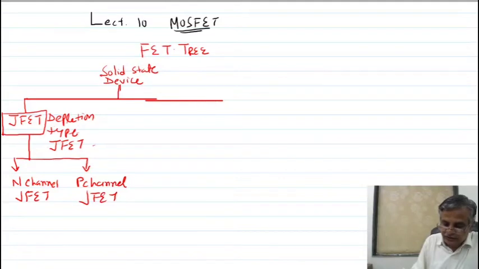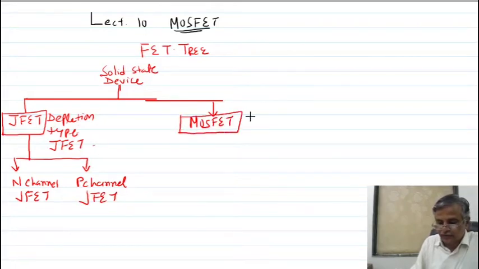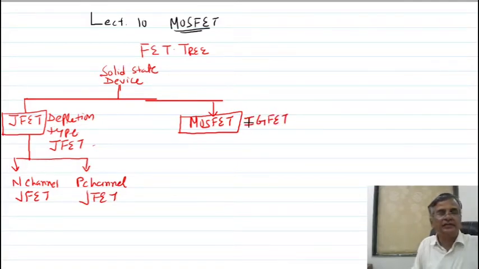Second category is your MOSFET. It is your insulated gate field effect transistor. The second name is insulated gate field effect transistor, or it is called metal oxide semiconductor field effect transistor. It means the gate is insulated from the channel. Here in the JFET, the gate is not insulated from the channel, it is a PN junction.